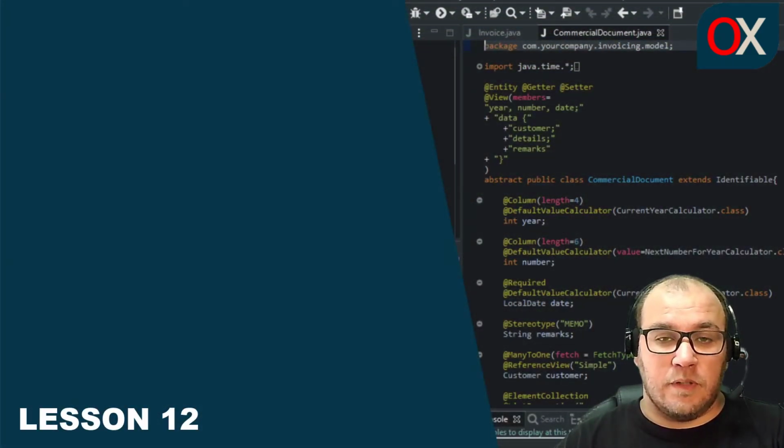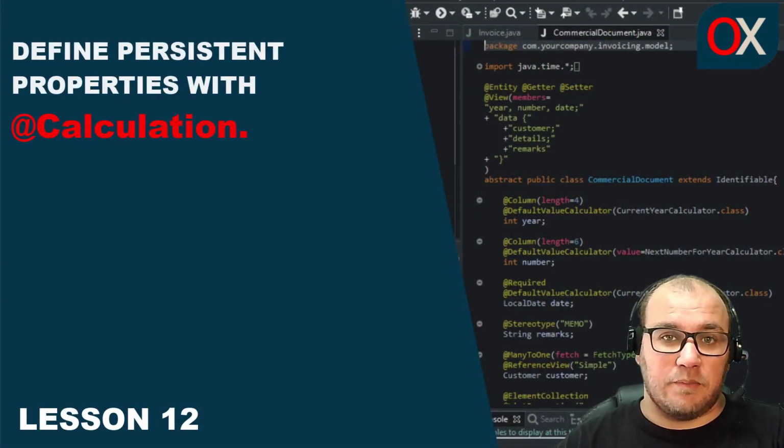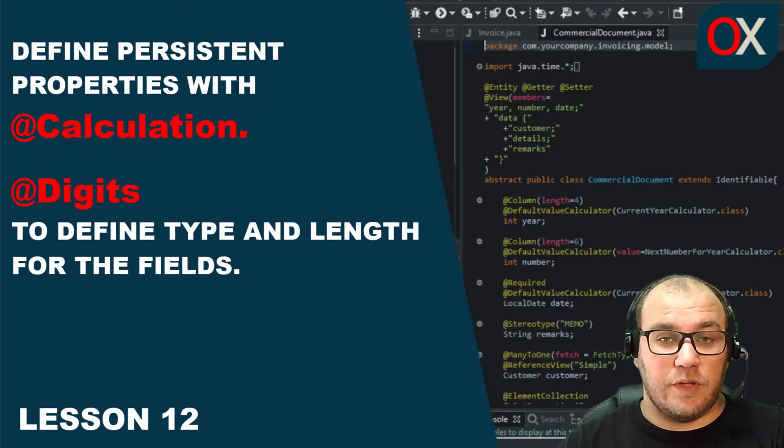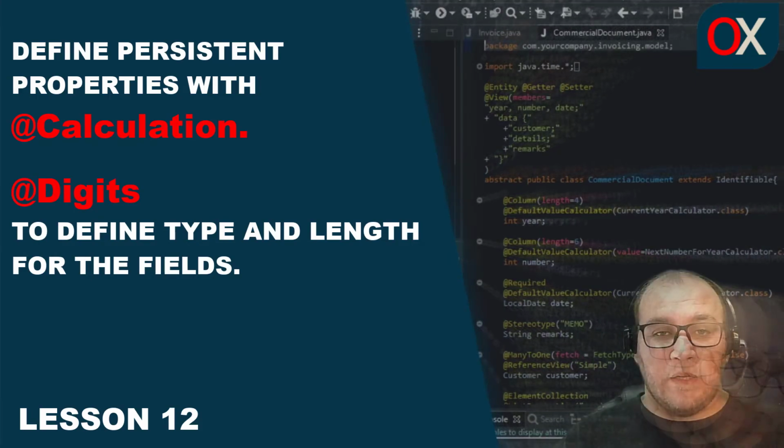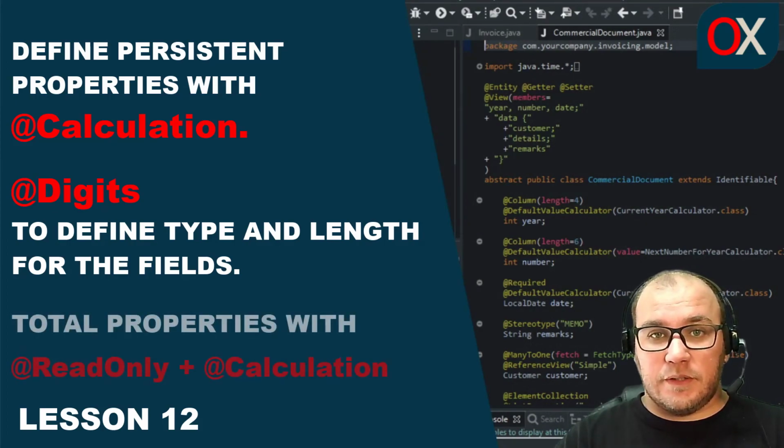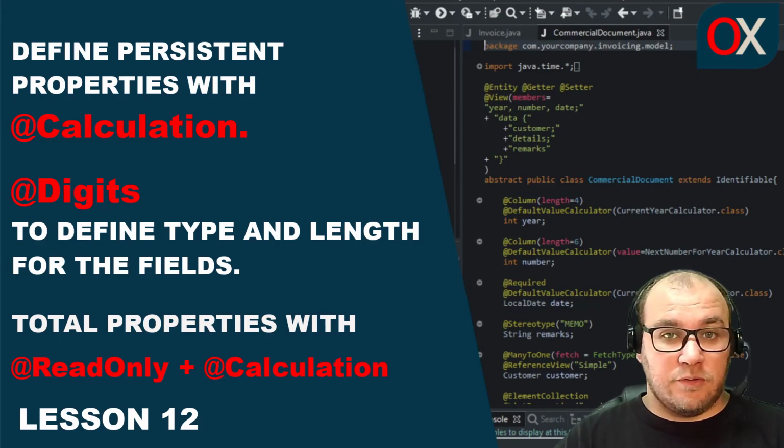In this lesson, we have learned how to define persistent properties with specific calculations using the calculation annotation, and we saw the usefulness of the digit annotation to define the type and length of the fields. We also defined total properties using persistent properties with the read-only and calculation annotations, and we saw how to use sum to override a specific property.